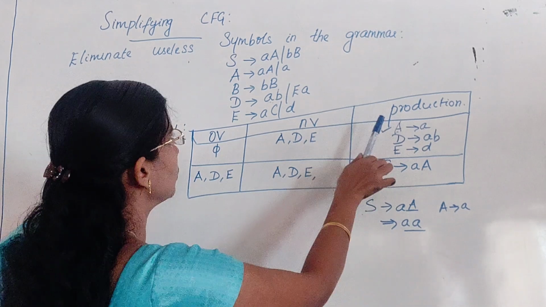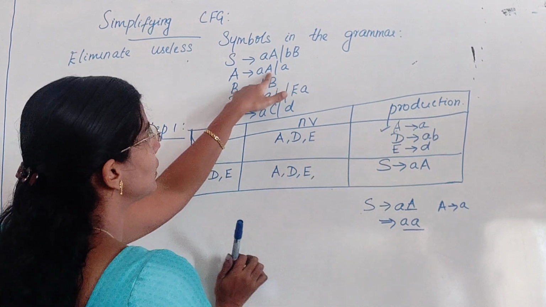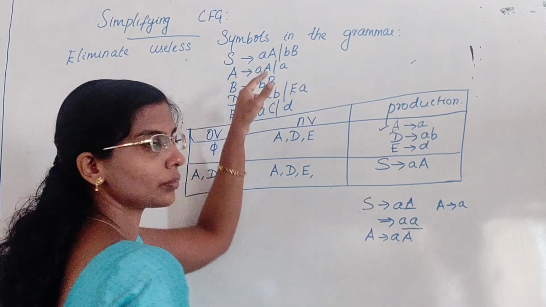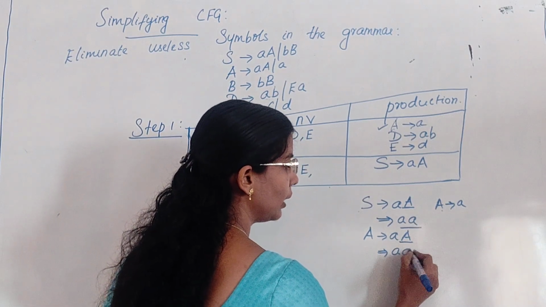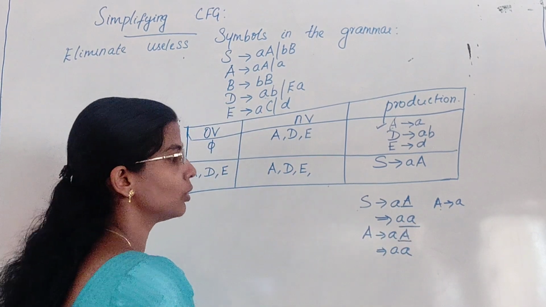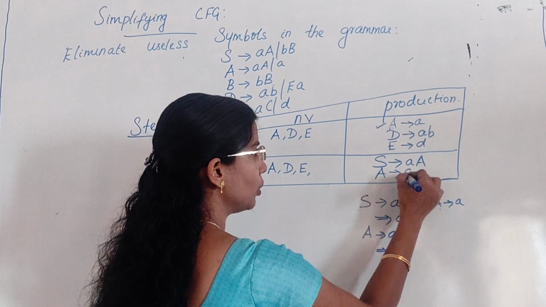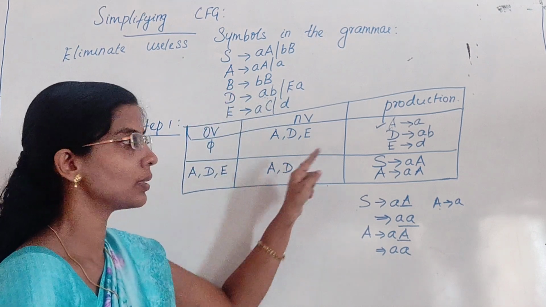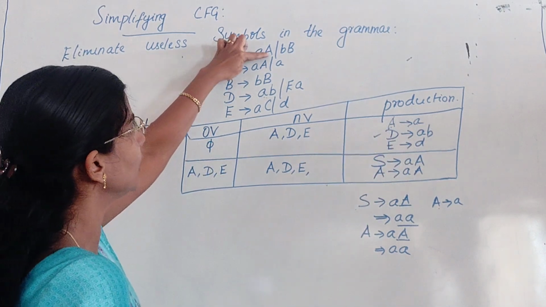Now check. One more A production I have. Check whether this A variable is there. Yes, I have here. What is that production? A tends to A. What should I substitute in this A place? I should substitute this, a. When I substitute this, I am getting only terminal in RHS. So what should I do? Write this production here. A tends to a. Any other A variable here? No. Next take this D variable. Check whether you have any D variable.